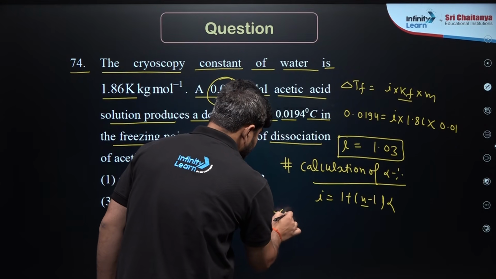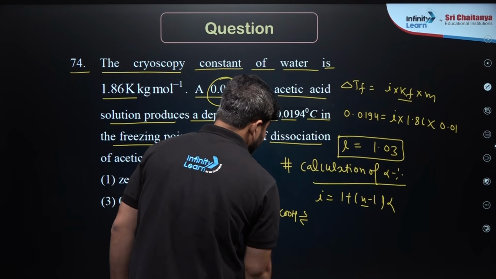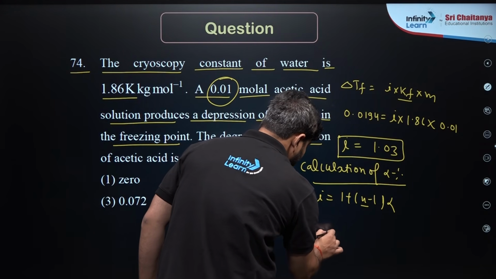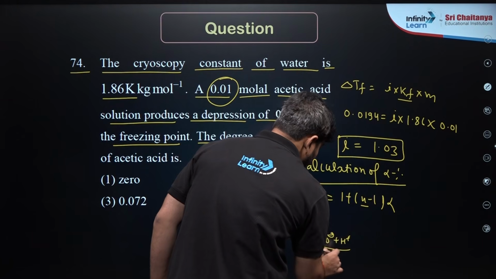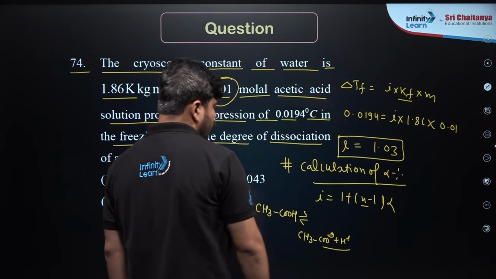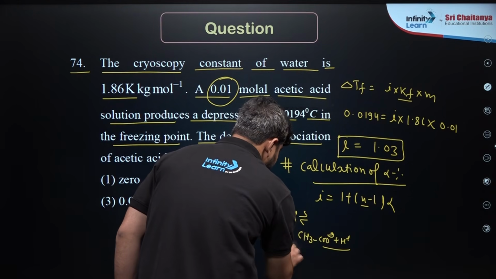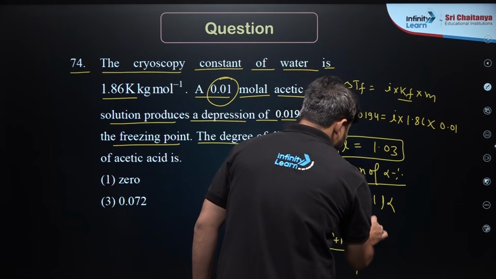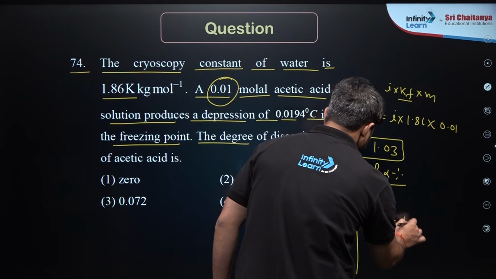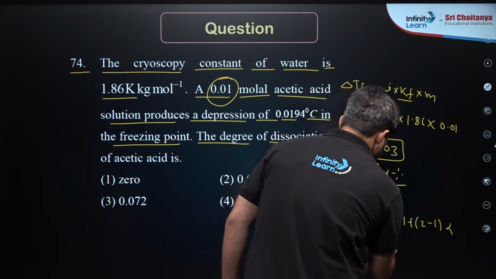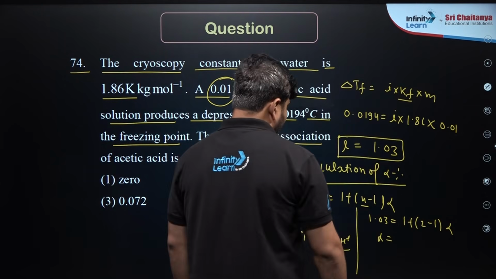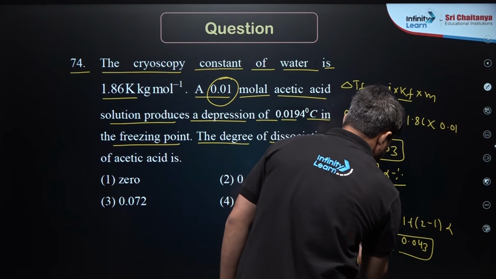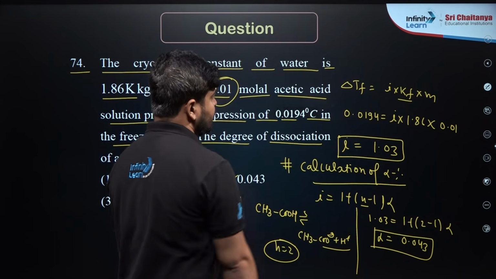CH3COOH, when it dissociates, gives CH3COO minus plus H plus. So n equals 2. Now we put the value: 1.03 equals 1 plus (2 minus 1) alpha. Calculating alpha here, alpha comes to 0.043. So the second option is the correct answer of this question.